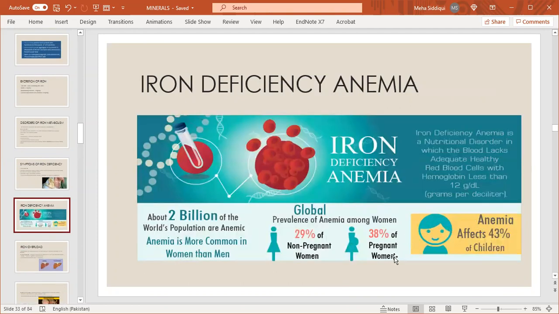Now, this is to show the iron deficiency anemia. About 2 billion of the world's population are anemic. Anemia is more common in women than men. Global prevalence of anemia among women is 29% of non-pregnant women are anemic, and 38% of pregnant women are anemic. In children, anemia affects 43% of children globally.